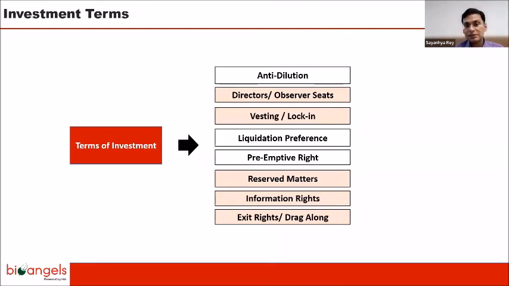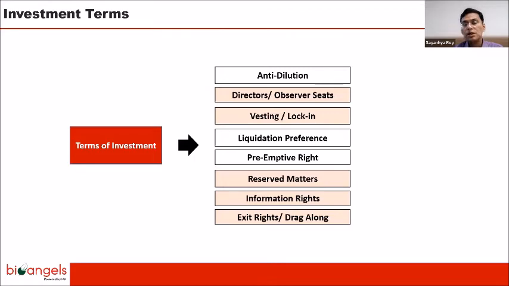Now, the reason why these terms are heavily negotiated is because they either affect the manner in which the company operates, for example, in the case of director observer seats or reserved matters, or because they affect the shares of the founders, for example, in the case of vesting or lock-in, or they pertain to actions which the founders become obliged to undertake upon the happening of certain events, for example, exit rights or drag-alongs as and when they are triggered. So that's the reason why these terms are negotiated.